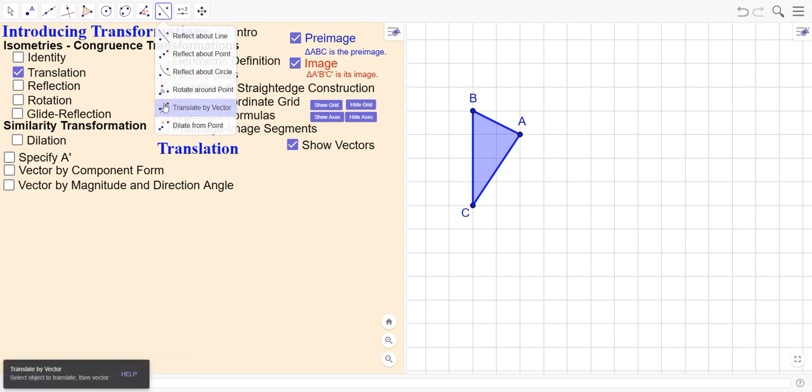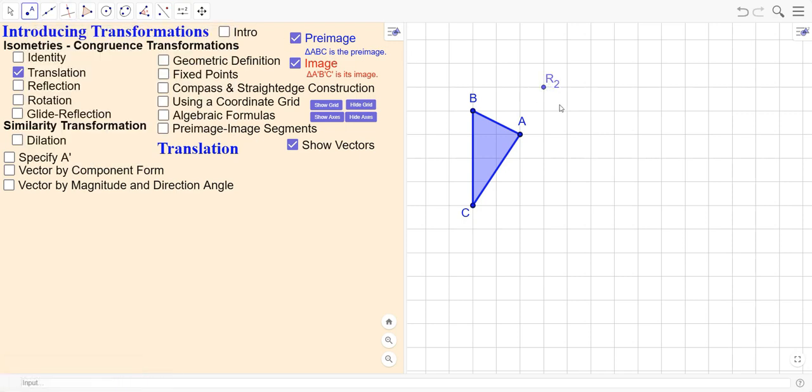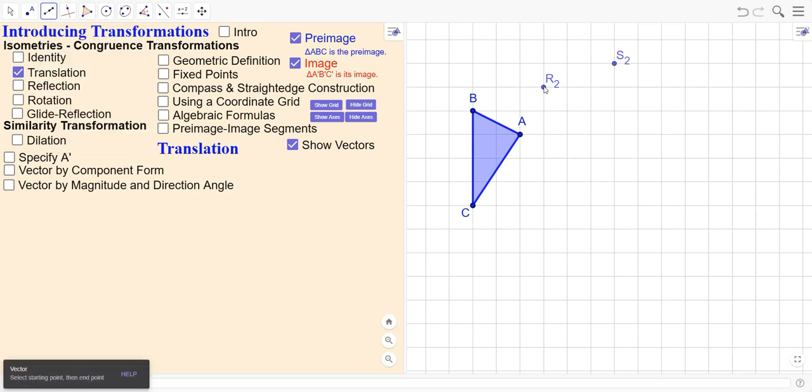So if I have a vector identified, so first of all we might want to identify a vector. So let me put a point here and say a point here. And then we could go to this one right here and identify a vector. There's multiple ways we can do this. As you've seen, I can do it from sliders and different things. But let's just say we have this. Now we have a vector identified from this R2 to S2.